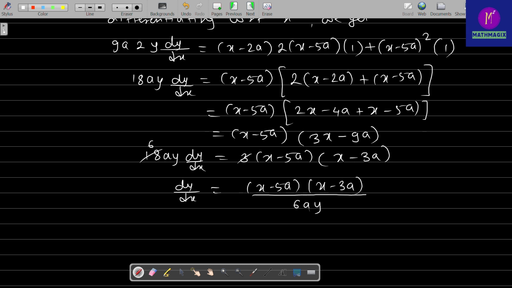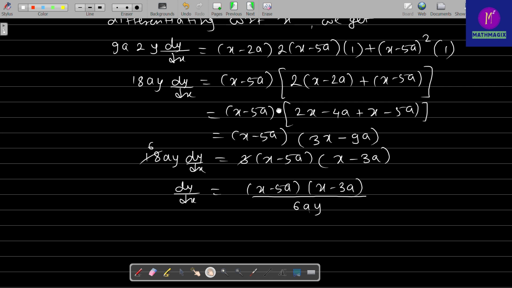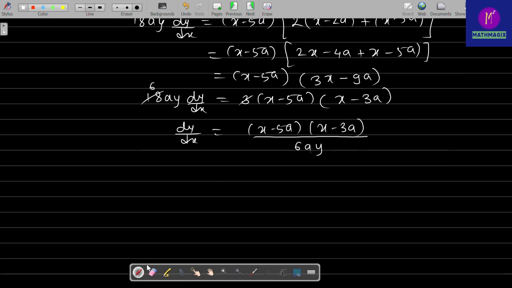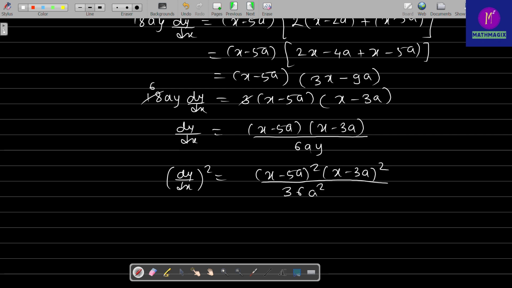Clearly, in the integration we are integrating the function with respect to x, so we don't want any y term in our function. But here I am not going to substitute the value of y because in the integration I require (dy/dx)² also. So instead of substituting the value of y here itself, first I take (dy/dx)² and then I am going to substitute the value of y². So this is (x − 5a)²(x − 3a)² divided by 36a²y².